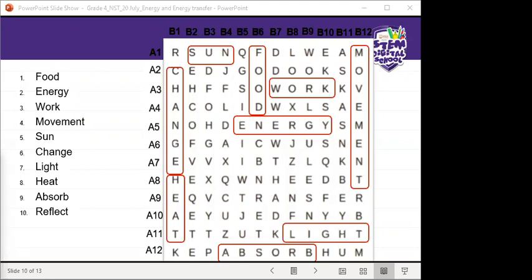Where is reflect? Reflect is by B3 to A7. So how is it going? Is it going down, to the left, to the right, or is it diagonal? Diagonal. All right. So what does it mean when we say something reflects or is reflecting?